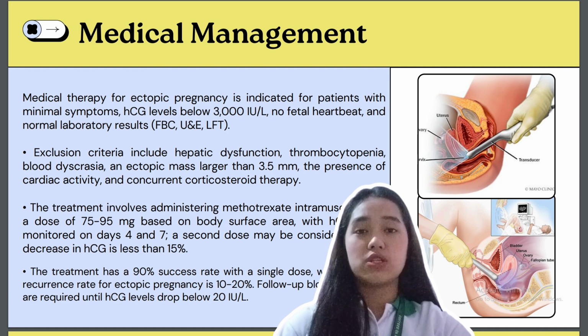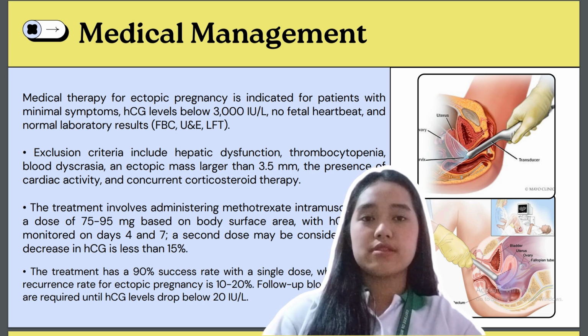Medical management of ectopic pregnancy is an effective treatment option for patients who are stable and have low HCG levels, typically below 3,000 mIU/mL, without signs of fetal viability. The primary medication used is methotrexate, which is administered via injection. This drug works by inhibiting cell division, effectively terminating the ectopic. Before treatment, it is essential to ensure that the patient does not have any contraindications, such as liver issues or significant blood disorders, and that the ectopic mass is not too large or showing signs of cardiac activity.